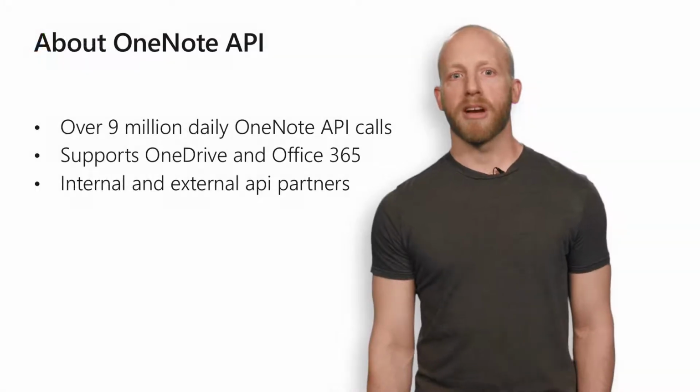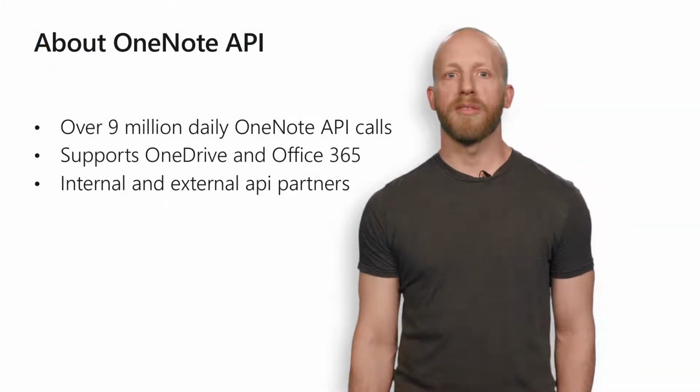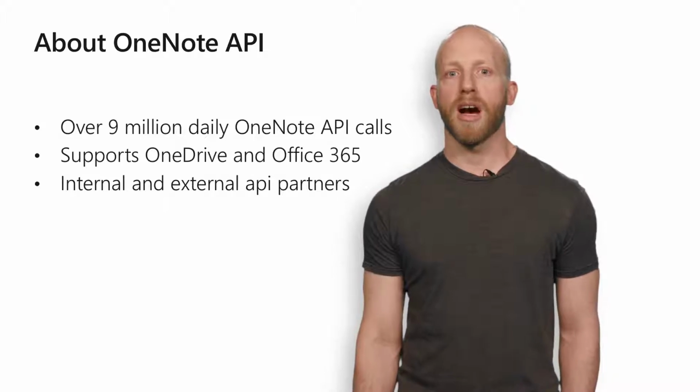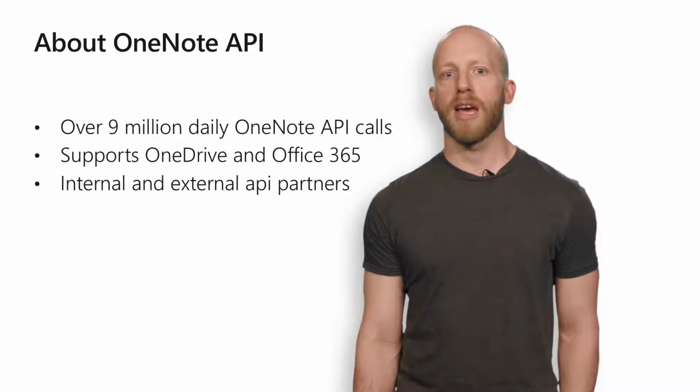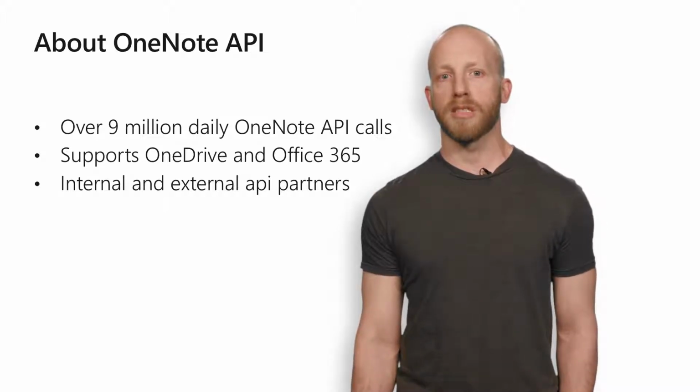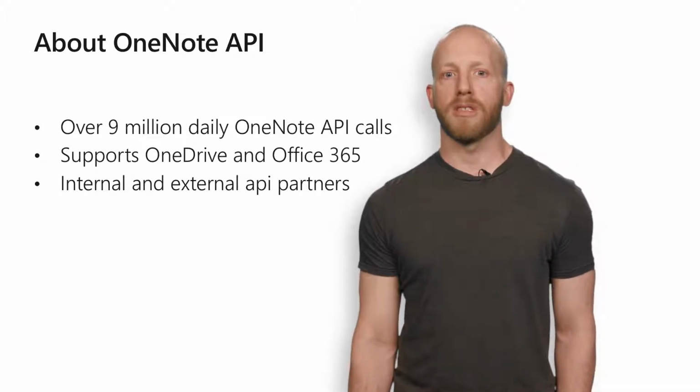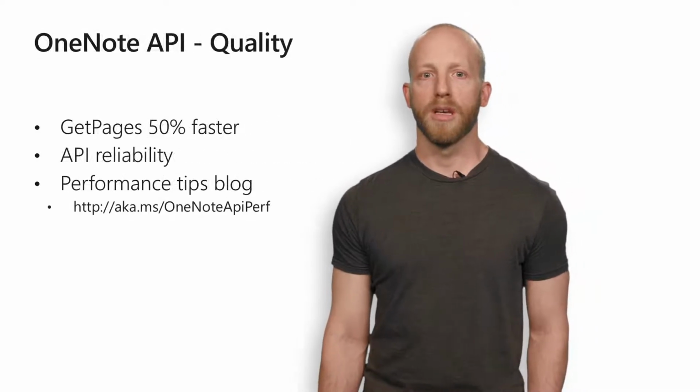OneNote APIs in Microsoft Graph are quite powerful. Today, we have over 9 million daily calls to the OneNote API from internal partners and developers like you. It gives you the capability to create a notebook, traverse the notebook hierarchy, capture and retrieve content to and from OneNote pages. OneNote APIs work on your personal OneDrive as well as your Office 365. This includes your team sites and your personal My Site as well.